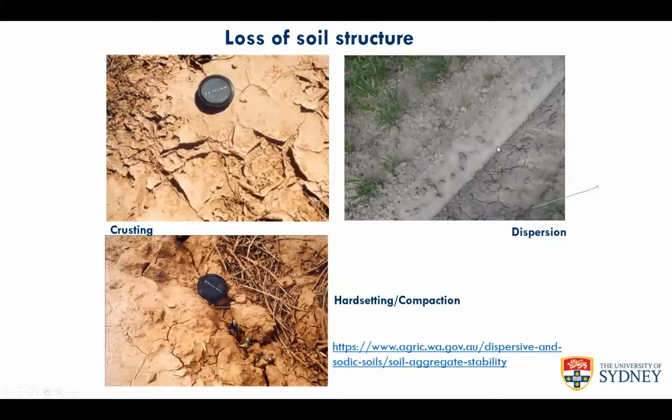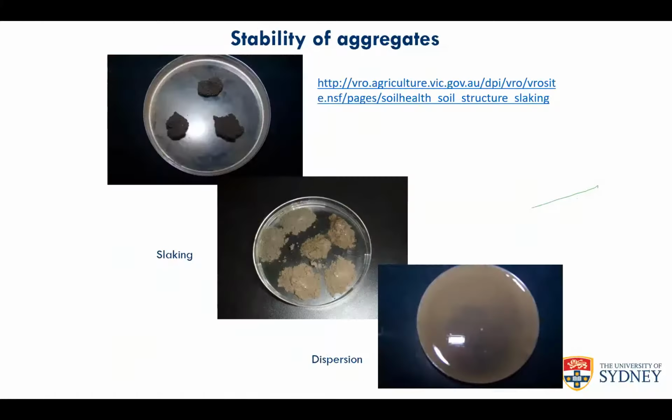So the stability of the aggregates is very important, because this defines how the carbon holds on or makes the soil strong. So this is just a simple experiment. You can do it yourself. If you have a Petri dish and you put a small soil aggregate in it, and you put water in this, you'll see that the soil starts to disaggregate. This is what we call slaking. And it happens a lot because of the lack of organic matter in the soil.